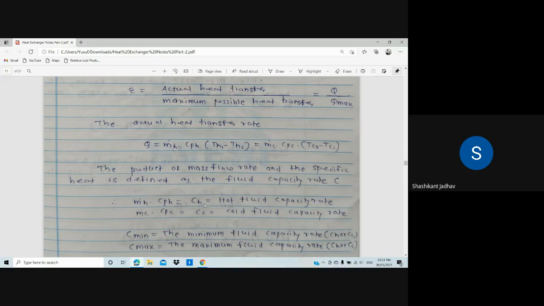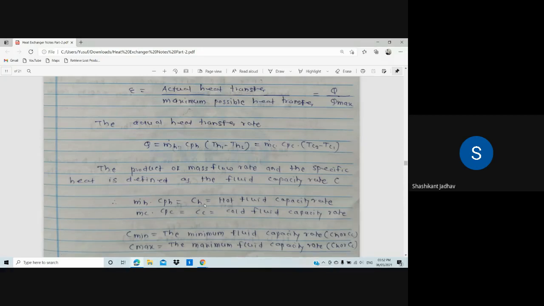And then m dot c into Cpc is equal to Cc, and that is nothing but the cold fluid capacity rate. All of you write down m dot h into Cph is equal to Ch and m dot c into Cpc is equal to Cc. Ch is nothing but the hot fluid capacity rate and Cc is nothing but the cold fluid capacity rate.